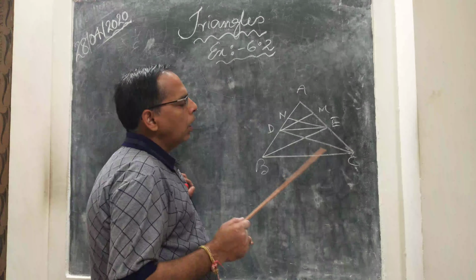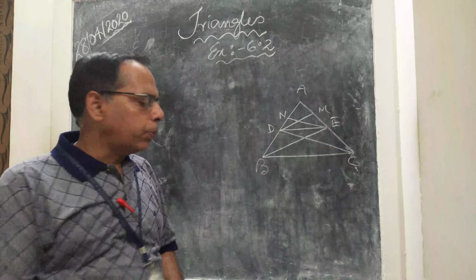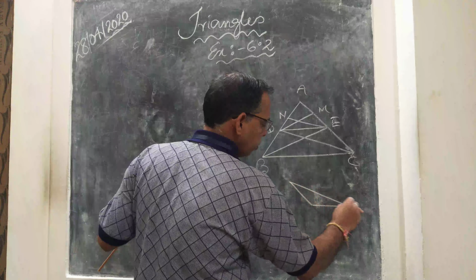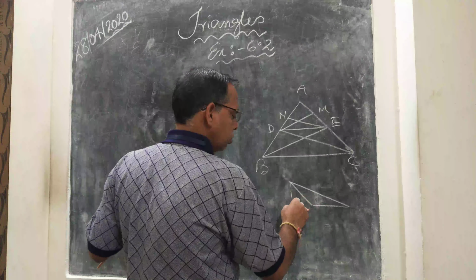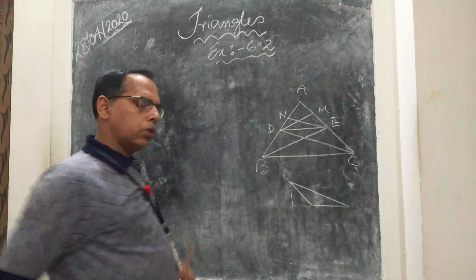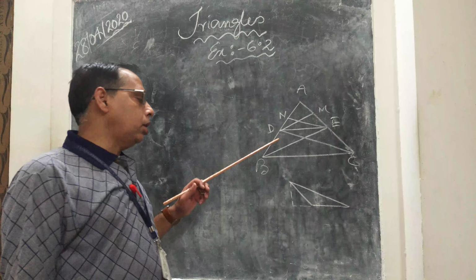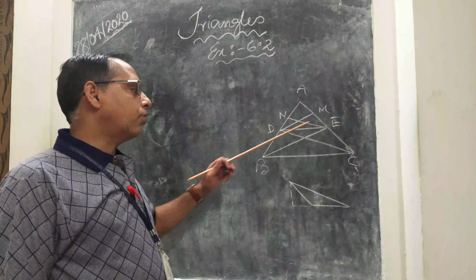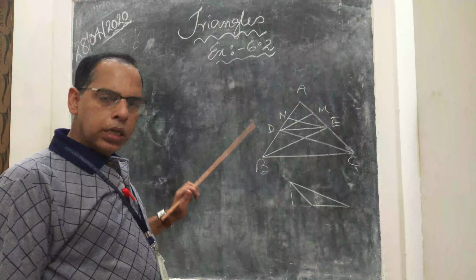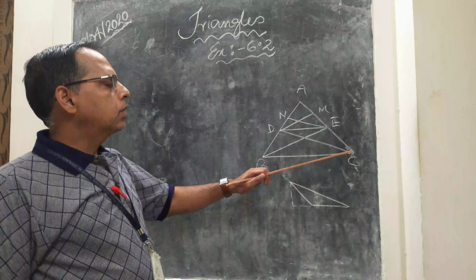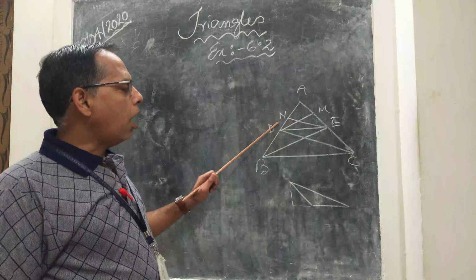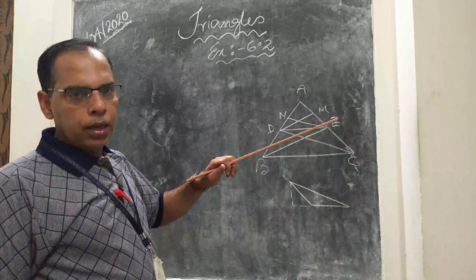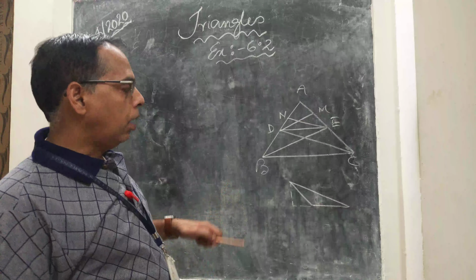Next, I told you another thing. In an obtuse angle triangle, the altitude will be outside the triangle. See, this is the altitude. So the area of triangle BDE, if we see, is half into EN into DB. And the area of triangle CED is half into DM into EC. Okay, clear?